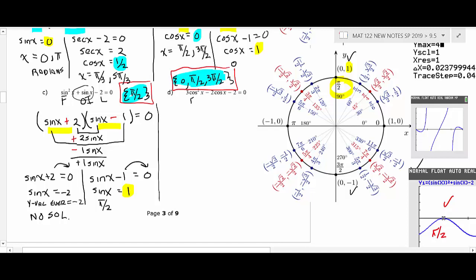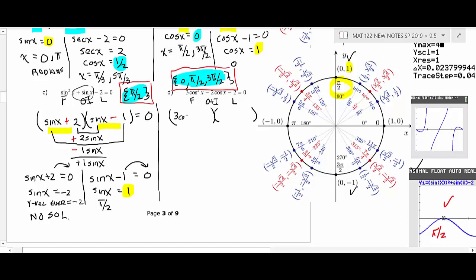So again, we have a trinomial. First term is 3 cosine squared x. Last term's 2. Outer and inner have to add up to negative 2 cosine x. So you just start by drawing your two parentheses. The first term is going to go here and here.